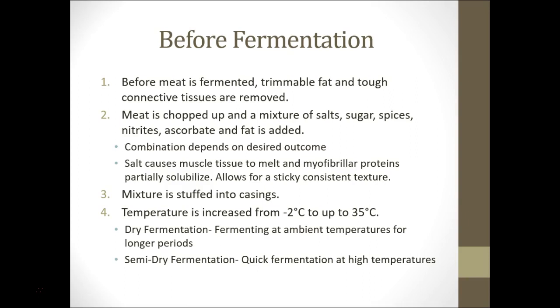So the mixture is then going to be stuffed into casings to give the sausage its form and allow it to go through its fermentation process within those casings. Once we have our sausage made up and into the casings, we're going to put them into a temperature-controlled, climate-controlled room, and the temperature is going to be raised from -2 degrees Celsius, sometimes up to 35 degrees Celsius, depending on the sausage. And there have been a few different types of products that the temperature is even increased higher than 35 degrees Celsius.